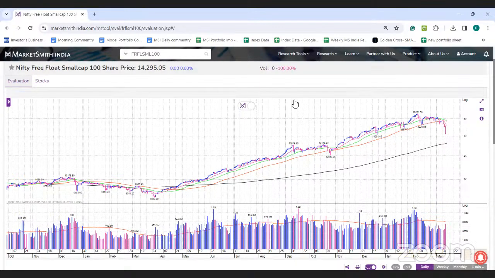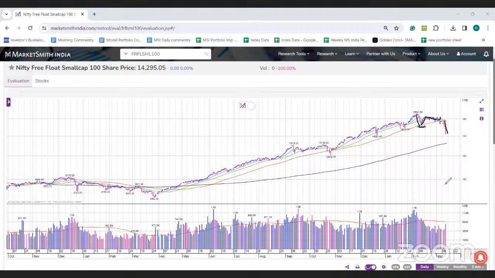And after this fall in the first half of February, you see it found support at the 50 DMA. It took very clean support at the 50 DMA and rebounded from there. Then again it was moving sideways, similar to the mid cap index, flirting around the 21 DMA. But I think 3-4 sessions back, in the last week itself, this index breached its 50 DMA. And this week we saw a really ugly fall in it. So the fall was really, really sharp as far as the small cap index is concerned.